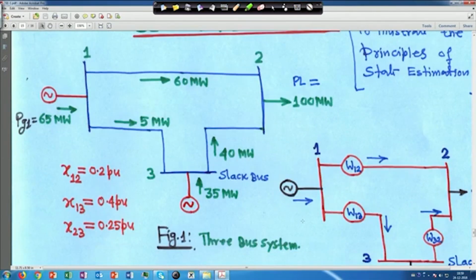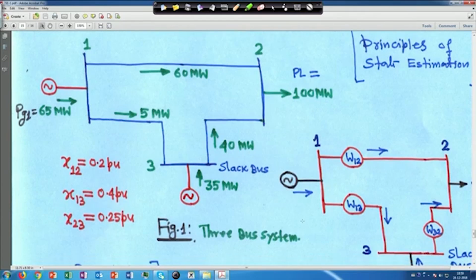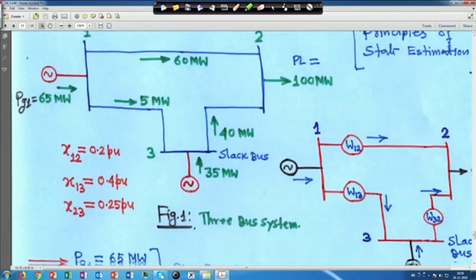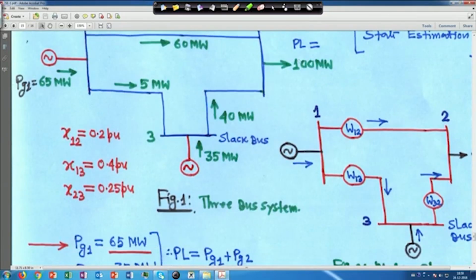Suppose we have connected 3 meters in 3 lines. Let me move a little bit up. Suppose we have connected 1 meter here, W12, another meter in line 13, W13, and another meter W32 in line 3 to 2. Bus 3 is the slack bus. So now it is the 3 bus system.